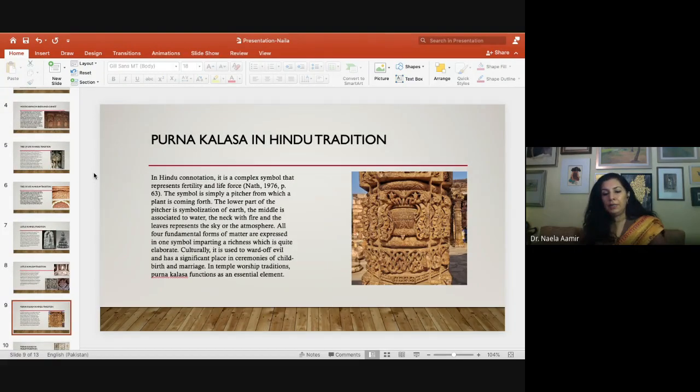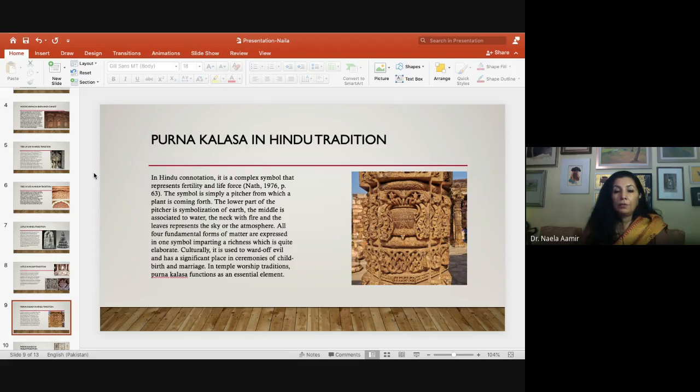Similarly, the Purna Kalasa, which is frequently found in the wood carvings of Chiniot, is primarily a Hindu symbol that transferred into Muslim decorative vocabulary. In Hindu connotation, it is a complex symbol that represents fertility and life force. The symbol is simply a picture from which a plant is coming forth.